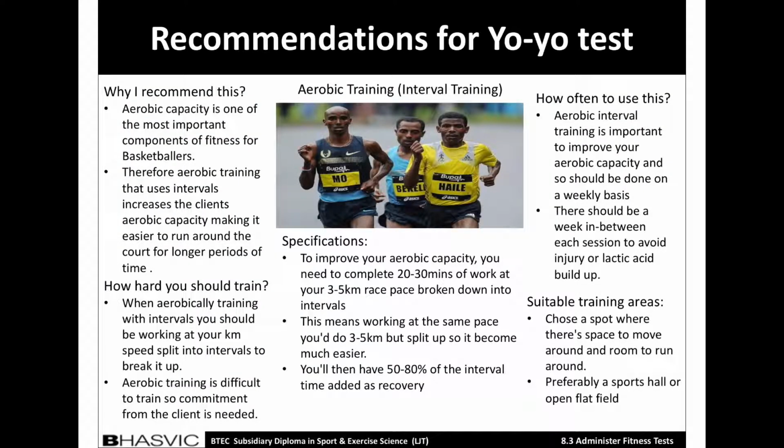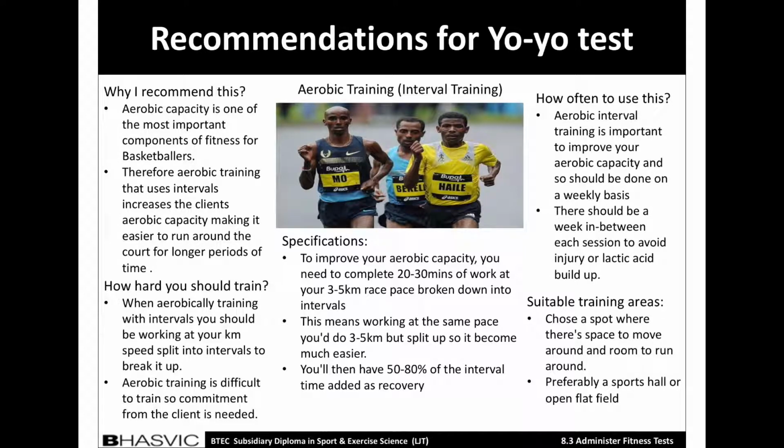Recommendations for the yo-yo test: aerobic training with intervals. Why I recommend this? Aerobic capacity is one of the most important components of fitness for basketballers. Therefore, aerobic training that uses intervals increases the client's aerobic capacity, making it easier to run around the court for longer periods of time. How hard should you train?